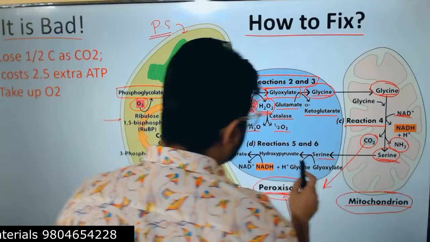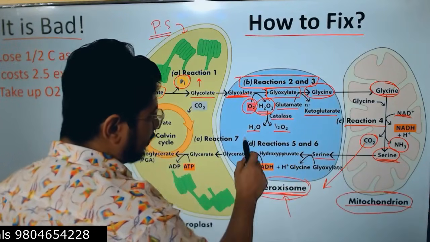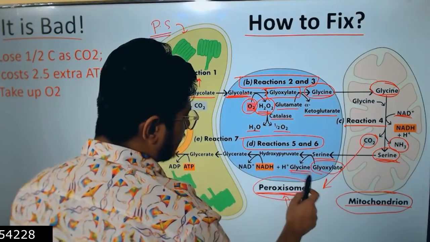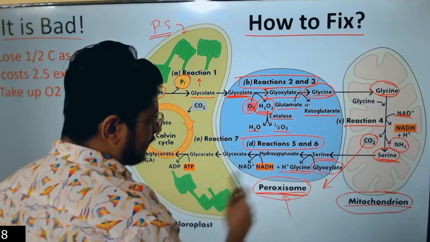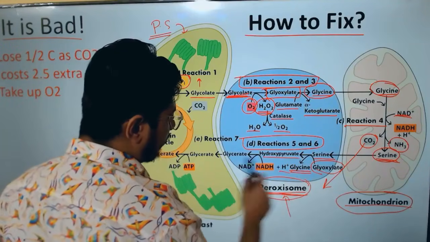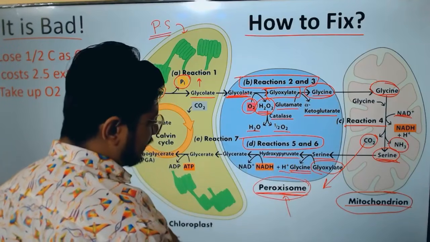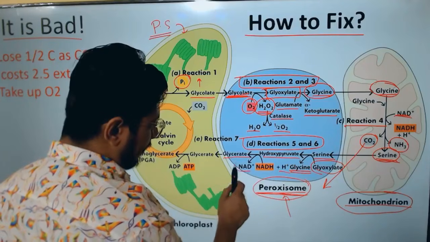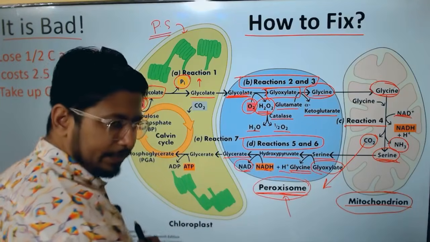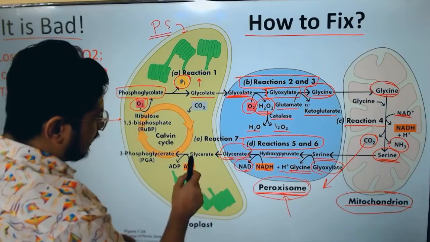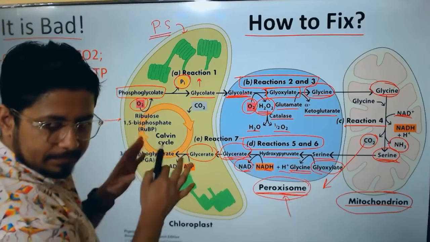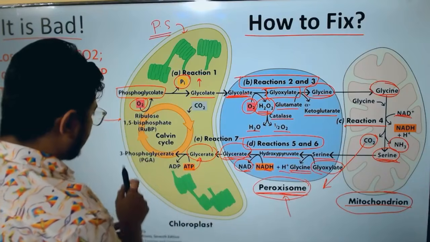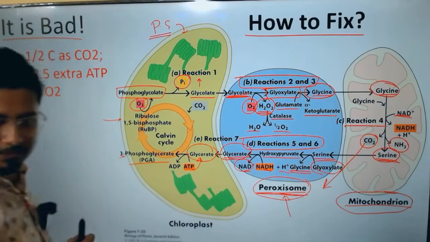Now this serine is transferred back to the peroxisome. Now there will be reaction number 5 and 6 where glyoxylate is converted into glycine and 1 proton. Serine is converted to hydroxypyruvate. Now hydroxypyruvate is reduced to glycerate. NADH oxidizes itself to NAD+. The glycerate is transferred back to the stroma of the chloroplast. Once a phosphate is attached to the glycerate, then 3-phosphoglycerate is produced.